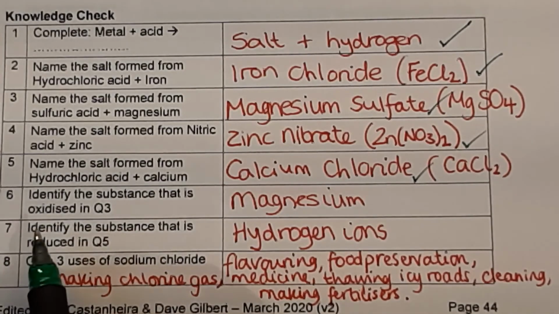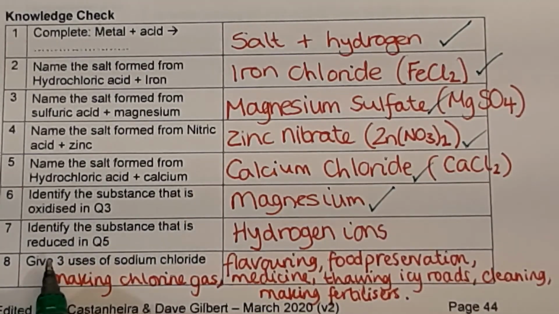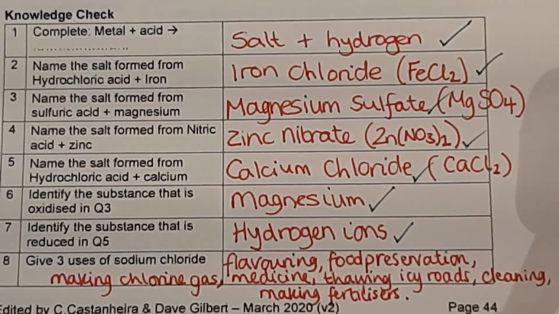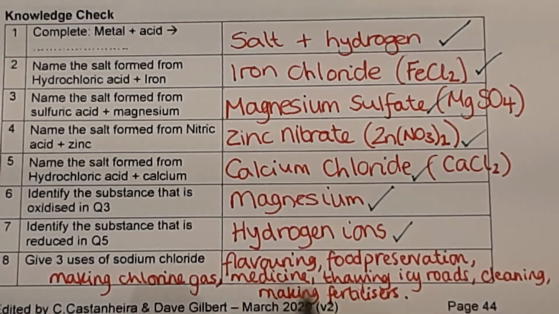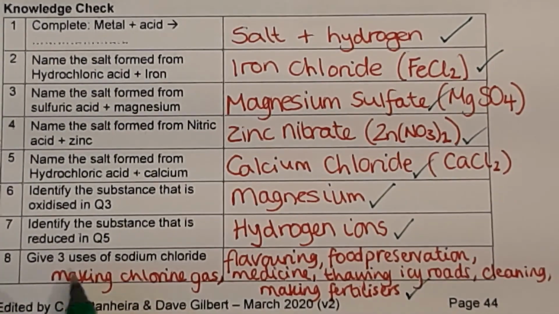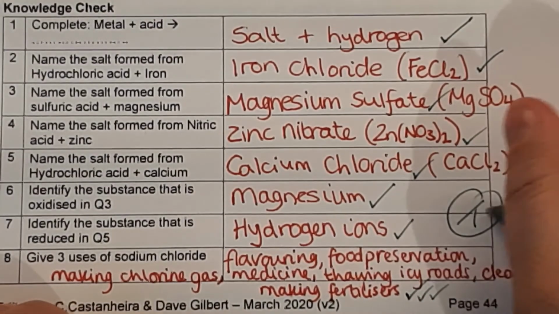The substance oxidized in question 3 was the magnesium, and the substance that was reduced in question 5 was the hydrogen ions. And the uses of sodium chloride include flavouring, food preservation, making chlorine gas, medicine, thawing icy roads, cleaning, and making fertilizers. So give yourself a mark out of 10, because there are 3 marks available for this one. So you have up to 3 uses there. So mark out of 10 for that, please.